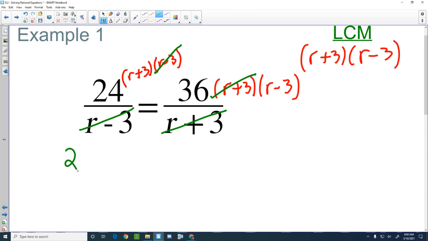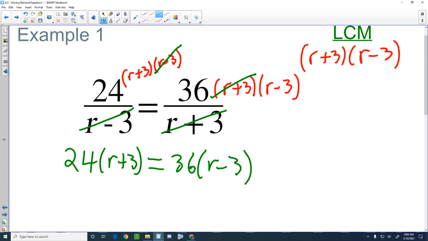And what are we left with? Well, I've got 24 times r plus 3 equals 36 times r minus 3. And look, there it is again, that same basic equation that we just solved for r.